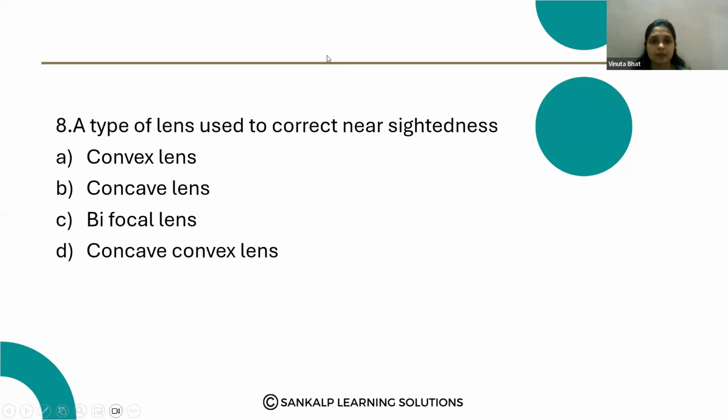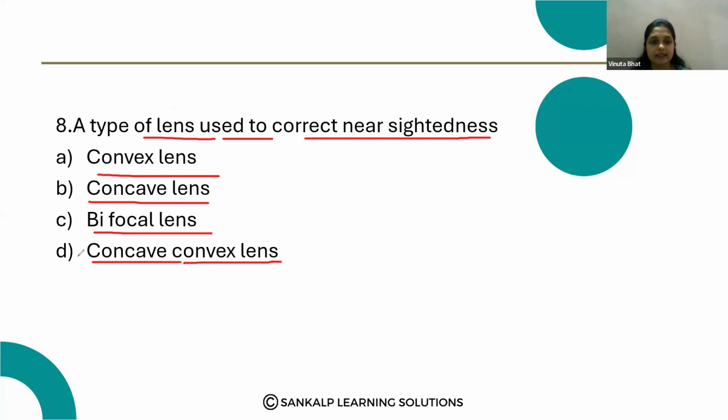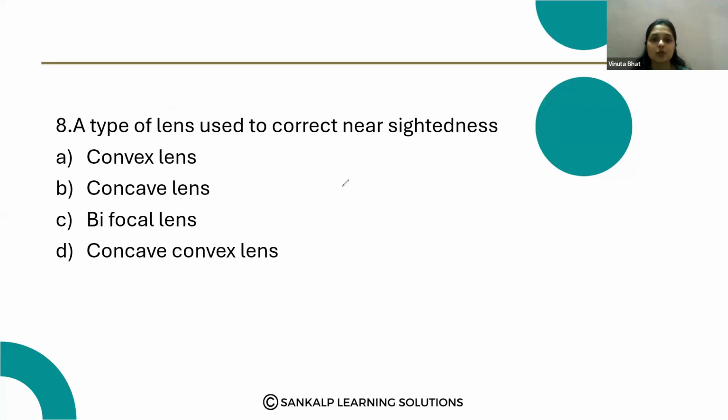Next question. A type of lens used to correct nearsightedness. Option A, convex lens. Option B, concave lens. Option C, bifocal lens. Option D, concave convex lens. Here, the type of lens used to correct nearsightedness is the concave lens. Option B, that is the concave lens.